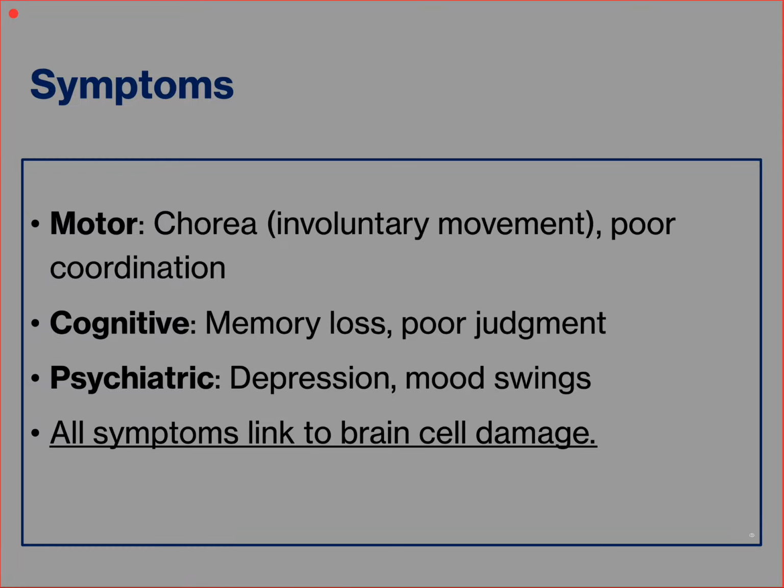Life expectancy of people with Huntington's disease. Huntington's disease is a genetic neurodegenerative disorder that typically begins between ages 30 to 50. Once symptoms start, average life expectancy is 15 to 20 years. In rare juvenile cases, or onset before age 20, the disease tends to progress more rapidly, with life expectancy often reduced to 10 to 15 years.